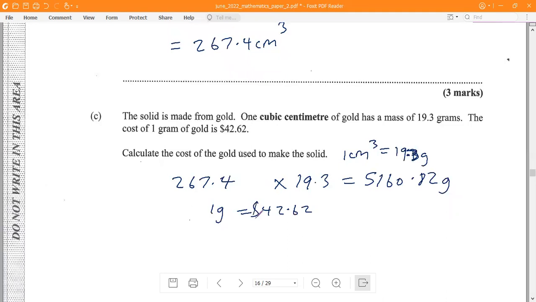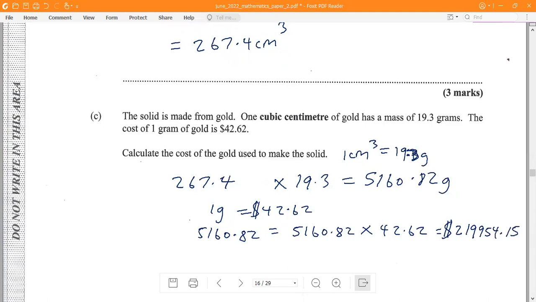Now the cost of 1 gram of gold is $42.62. We have 5,160.82 grams of gold, which is 5,160.82 multiplied by $42.62. I get $219,954.15. That is the cost of the gold used to make the solid.